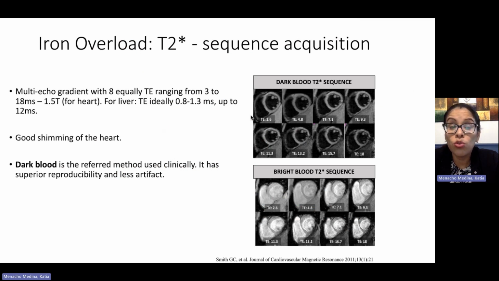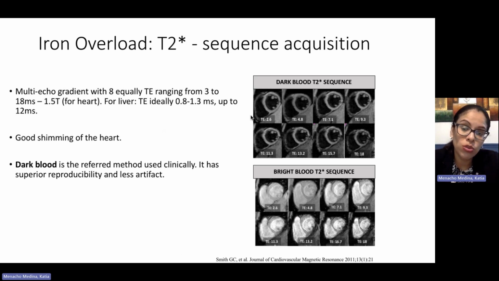The sequence we need to use is usually a multi-echo gradient T2 star with 8 equally spaced echoes that range from 8 to 18 milliseconds for the heart. For the liver, usually 10 gradient echoes, starting between 0.8 and 1.3 milliseconds up to 12 milliseconds. It's more difficult to adjust the scanner for a lower TE, and the problem is that when the liver iron is more severe, there will be more inaccuracy in the assessment.